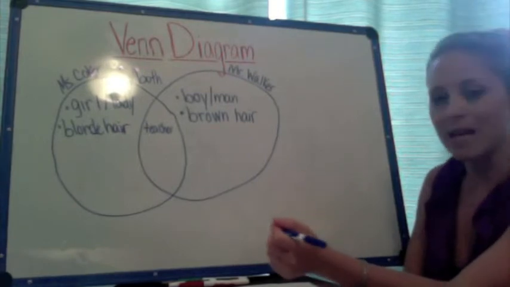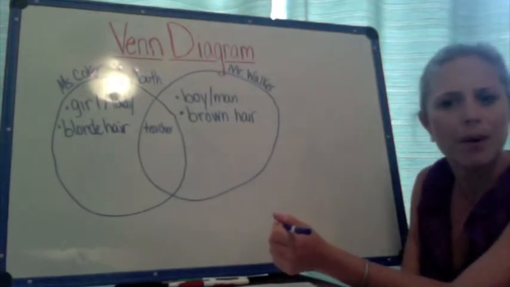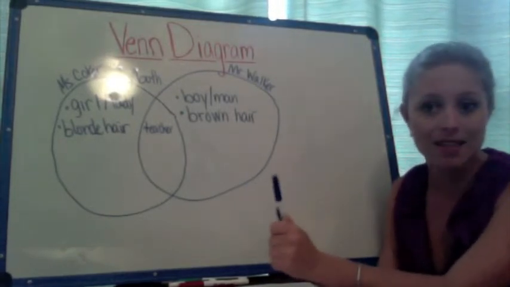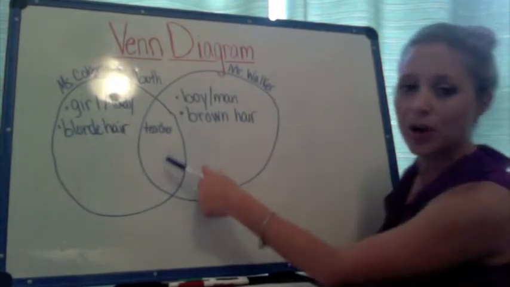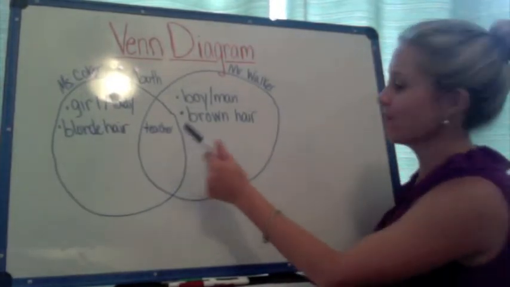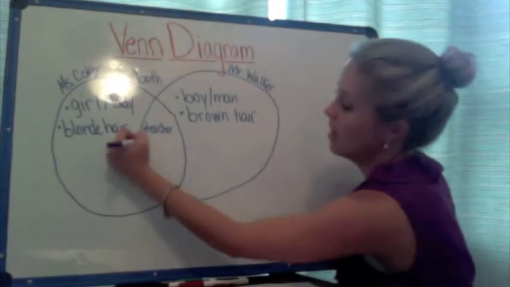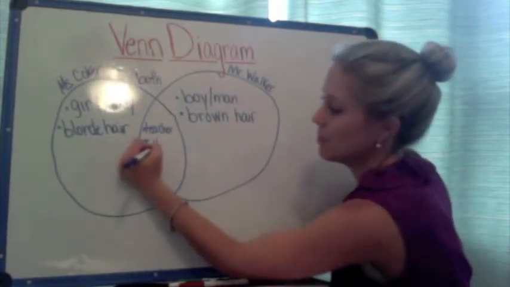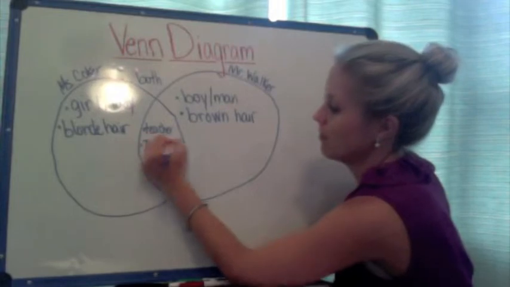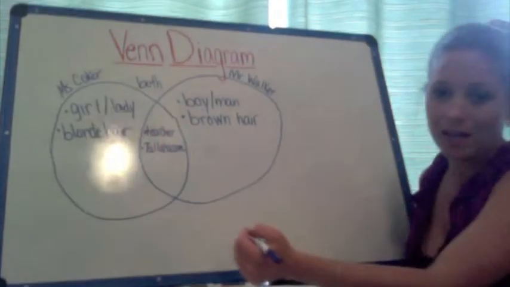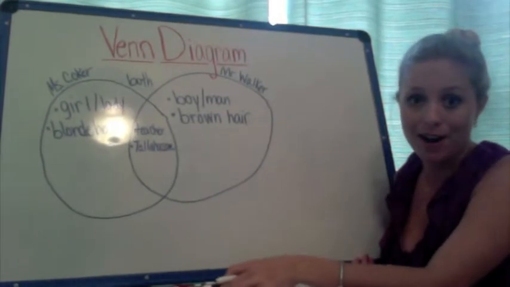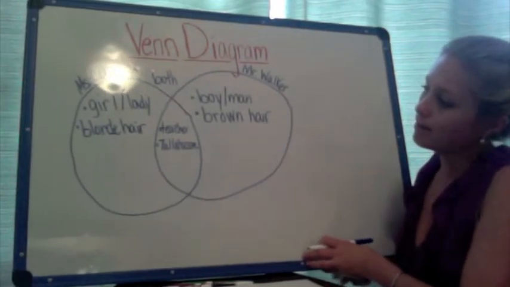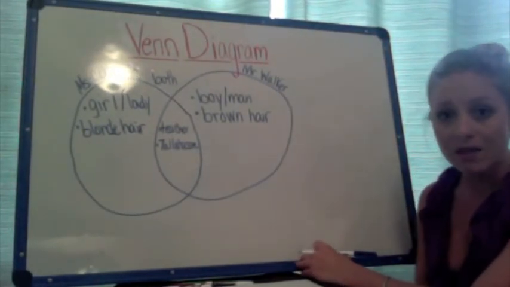What's something else that we have in common? Where do we both live? That's right, we both live in Tallahassee. So that's something that we have in common, which would go in the overlap space right here. So, we're both teachers, and we both live in Tallahassee. So all I'm going to write here is Tallahassee. Keep it short and simple. It's not a big space, so you don't have room for a whole long paragraph. What's something else that we have in common? We both are teachers. We both live in Tallahassee.